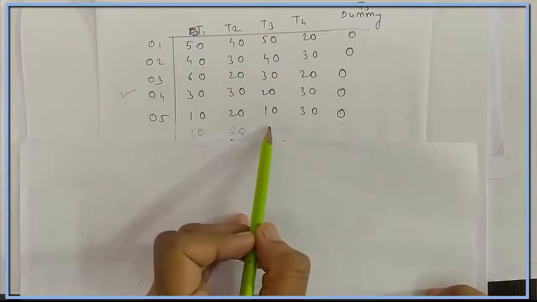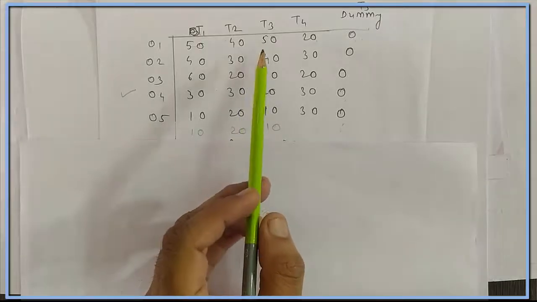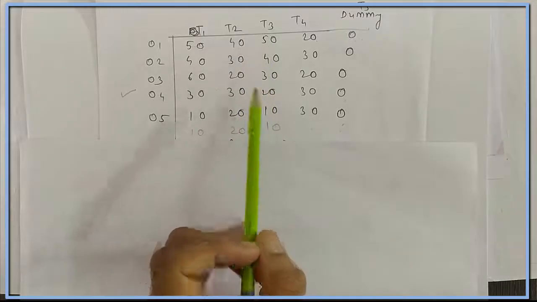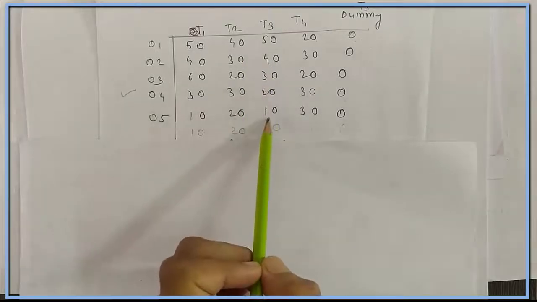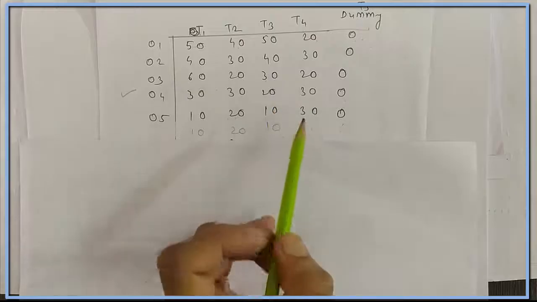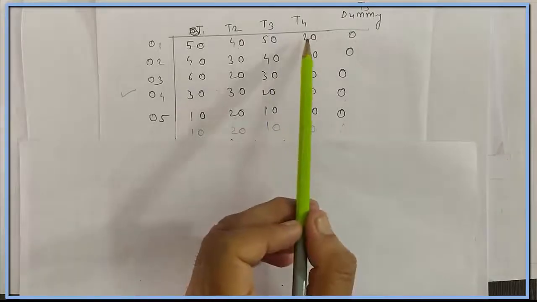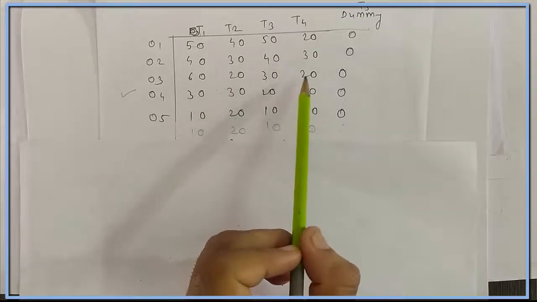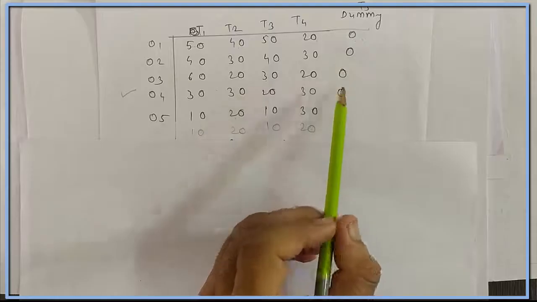In the third column, the smallest element is 10. Subtract this 10 from the elements of the T3 column. 50 minus 10, 40 minus 10, 30 minus 10, 20 minus 10 and 10 minus 10. In T4, the smallest element is 20. Subtract this 20 from the elements: 20 minus 20, 30 minus 20, 20 minus 20, 30 minus 20 and 30 minus 20. In the last column, the smallest element is 0. If we subtract 0 from the 0, then we will get the same column.